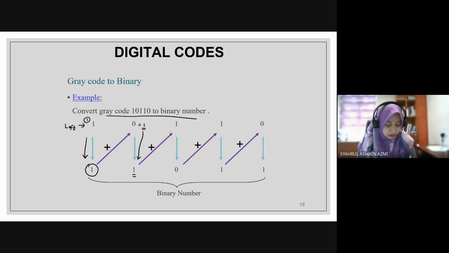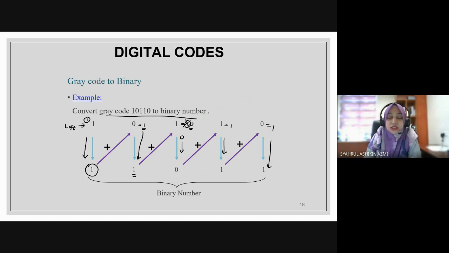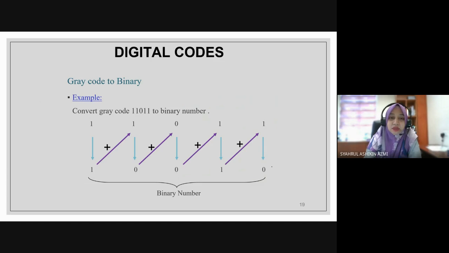Okay, 1 plus 1 is 10. Again, take only 0, bring it down. The 1 here is ignored. So bring down 0. Okay, 0 plus 1 is equivalent to 1. Bring down 1. 1 plus 0 is equivalent to 1, then bring it down as your answer. So the binary number will be 11011.